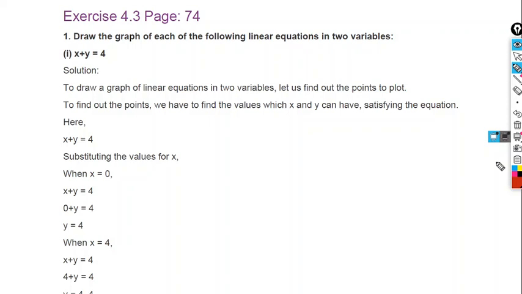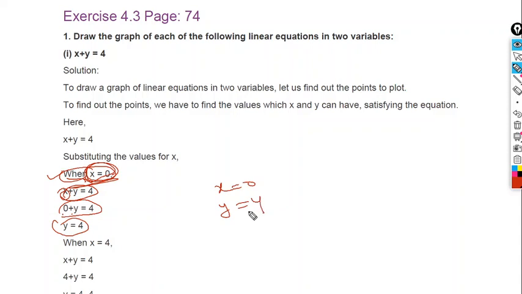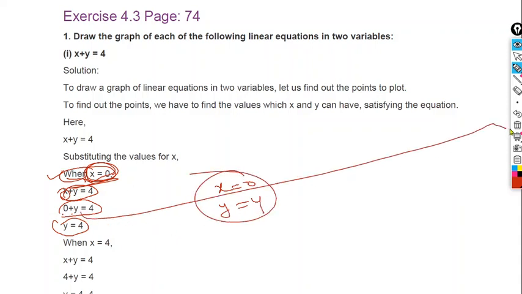So let's start with x equal to 0. We'll put the value of x in the equation x plus y equal to 4. In place of x we put 0, which we have taken. Now 0 plus y equal to 4, so y equal to 4. So if x equal to 0, y becomes 4. We have got one value of x and y.